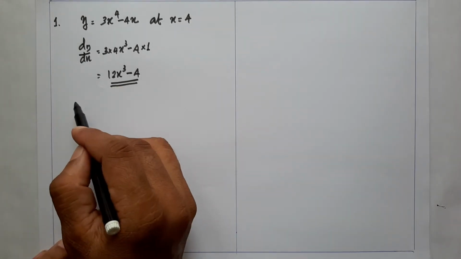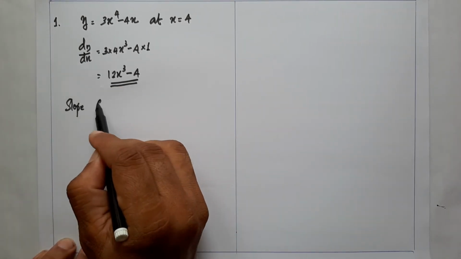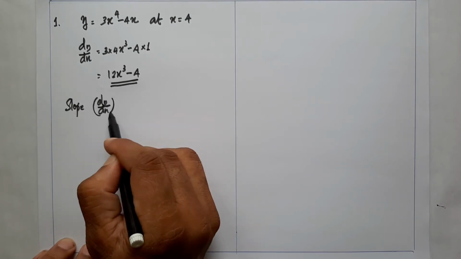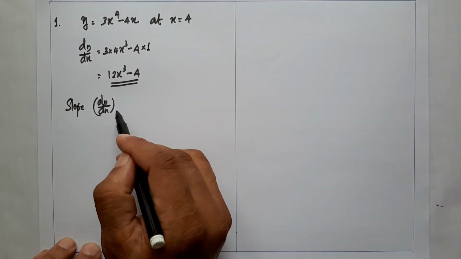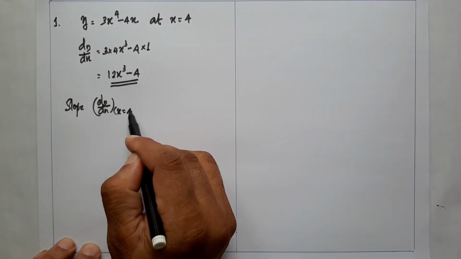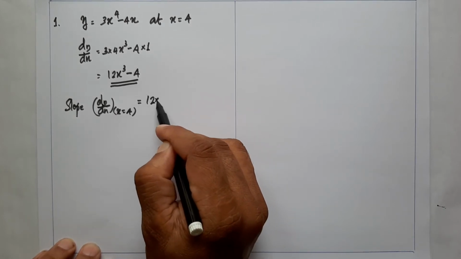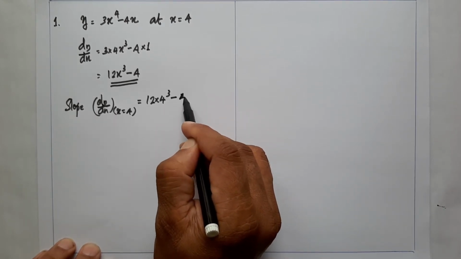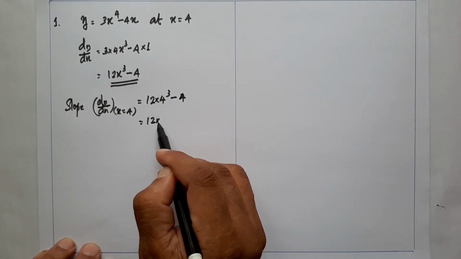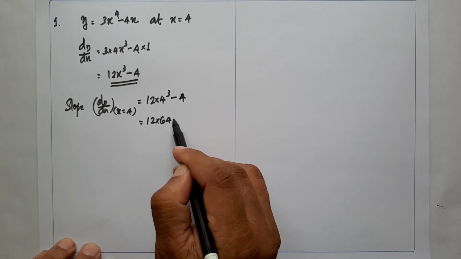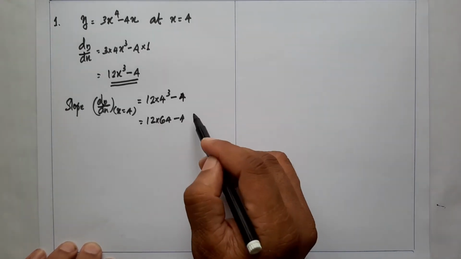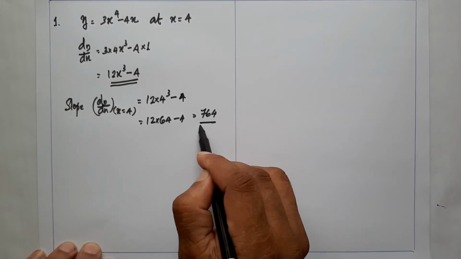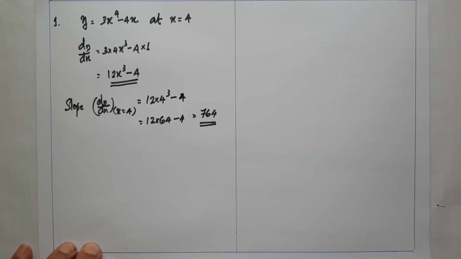That is only the derivative. Now we find the slope of the tangent using the formula dy by dx at x1 y1. This function is an explicit function of x, so we only need x, and x is equal to 4 is already given. That is equal to 12 into 4 cube minus 4, which is 12 into 64 minus 4, equal to 768 minus 4. We get 764. That is the slope of the tangent to the curve y is equal to 3x raised to 4 minus 4x at x is equal to 4.